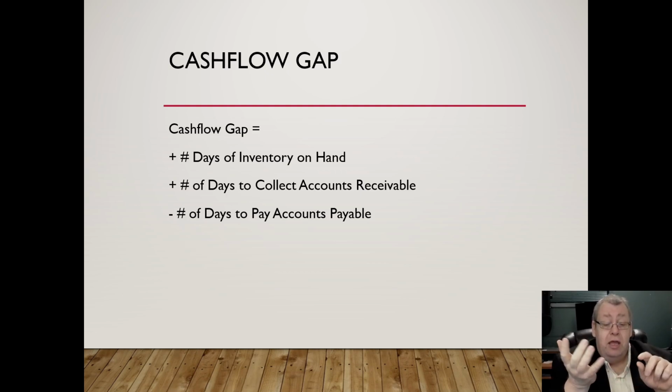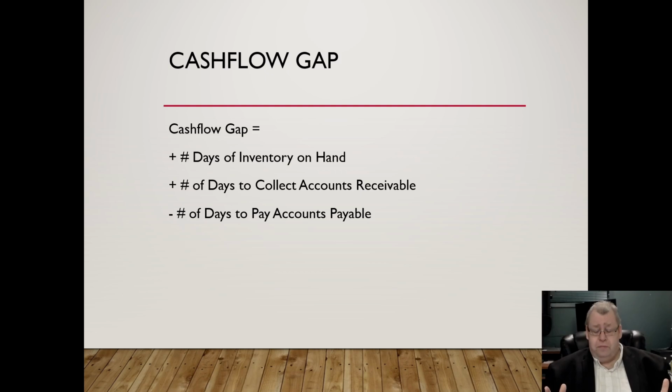So essentially, if you take the number of days of inventory on hand, add the number of days it takes to collect the receivables, minus the number of days it takes to pay your bills, this kind of gives you an indicator. I call it the cash flow gap, the number of days in the cycle. Now, the higher the number, that usually means you're basically footing the cash up front, and you've got to wait longer for the cash to come in.